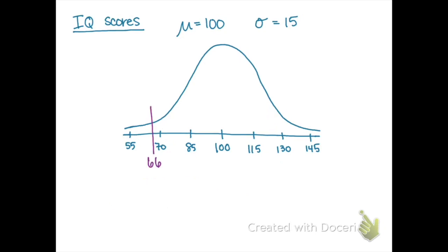Now let's find the z-score for 66. To find the z-score for 66, we would subtract 66 minus 100 and then divide by 15. The z-score is approximately -2.27. Looking back at the distribution, we can see that our answer makes sense because we are a little over 2 standard deviations below the mean, and that is why we have the negative sign on our z-score. We could also say that someone with an IQ score of 66 would have a significantly low IQ score because their z-score is less than or equal to -2.